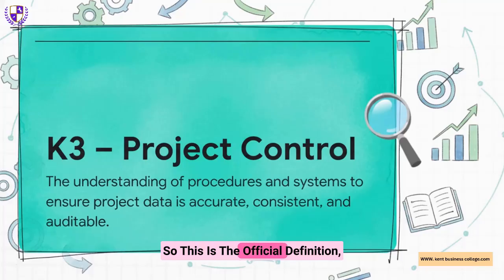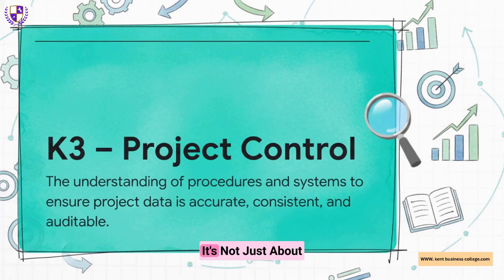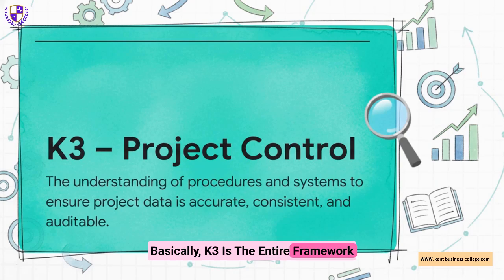So this is the official definition, but let's break it down. It's not just about blindly following rules, it's about having a real professional understanding. And look at those keywords there: accurate, consistent, auditable, and fit for decision-making. Basically, K3 is the entire framework that makes sure your project information is actual intelligence that leaders can use to make smart calls, not just a bunch of random noise.